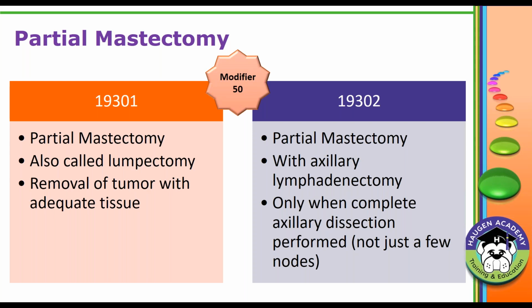If the axillary lymph nodes are removed along with the tumor, adequate normal breast tissue around the tumor, skin, and lining of the chest wall, then you're going to report the 19302. So 19302 is only reportable when a complete axillary dissection is performed. You don't report 19302 for removal of just a few nodes. Code 19302 does involve removal of lymph nodes between the pectoralis major and pectoralis minor muscles and axillary lymph nodes. So all identified lymph nodes are removed in the 19302. Mastectomy procedures are unilateral, so you'll have to add modifier 50 to report bilateral procedures.